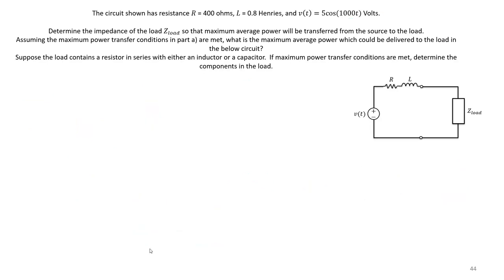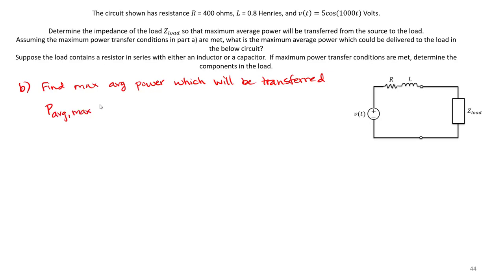Let's move on to the next part now. Part B, we want to find the maximum average power that will be transferred. In this case, we're going to assume that maximum power transfer conditions are met. And we know from our equations and the maximum power transfer theorem that we can use this equation: 1/8 times the magnitude of our Thevenin voltage phasor squared divided by the real part of our Thevenin impedance.